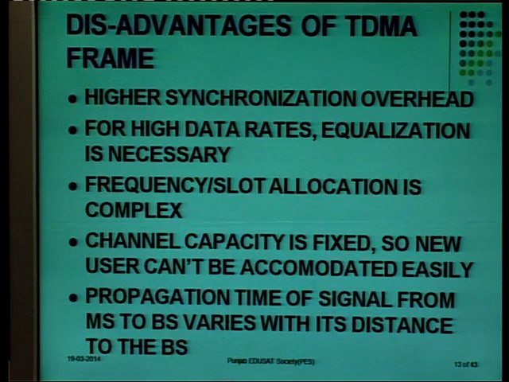The propagation time of signal, that is the time to propagate the signal from the user's mobile station to the base station, varies with its distance to the base station. So, if the mobile station is away from the base station, the propagation time is high, and if it is near to the base station, then propagation time is low. So, this problem is a disadvantage of TDMA frame.